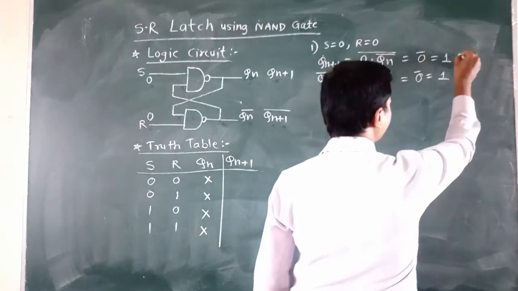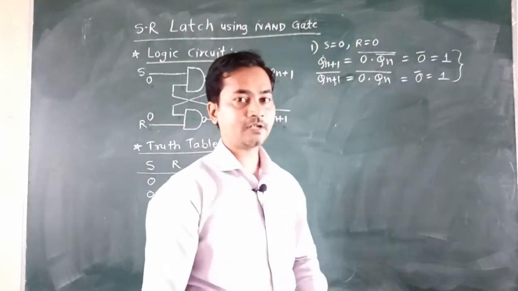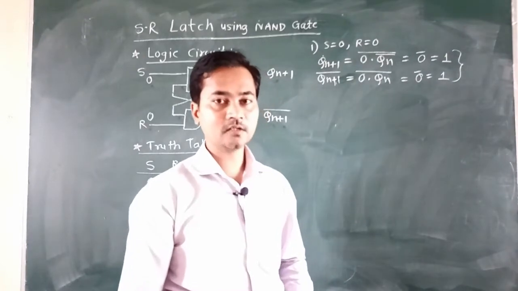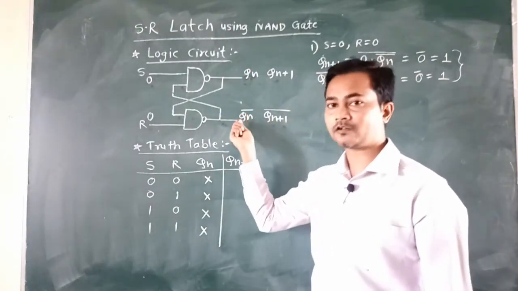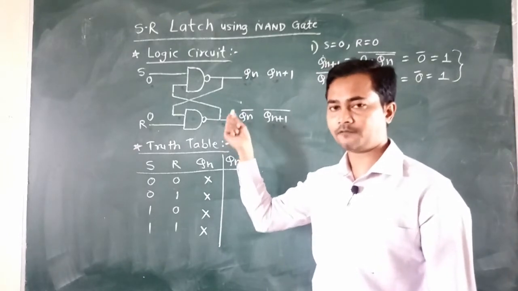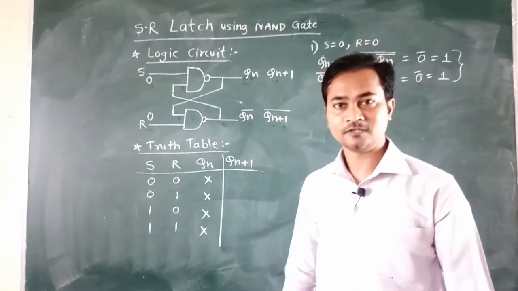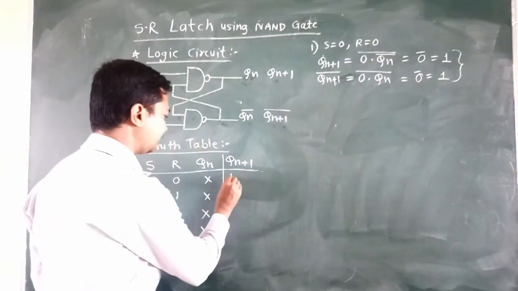So here we are getting 1 and 1. Theoretically we are getting 1 1, but practically this state is not allowed, because if the first output is Qn, the second output should be the complement of the first output. So both states should not be the same. Here we can conclude that this is an indeterminate state.